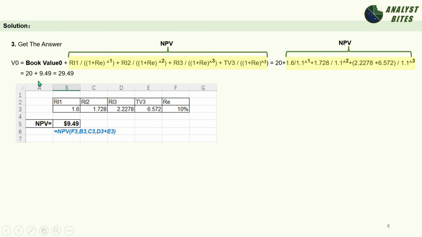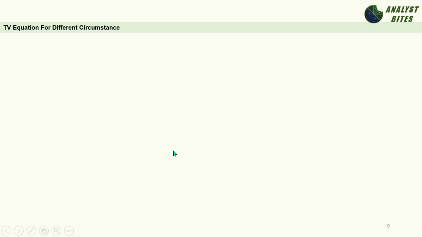Now we have the NPV number. Then add the initial book value B0. And there you have it. The final value V0 is 29.49. Let's wrap up with 3 key takeaways for the premium scenario.